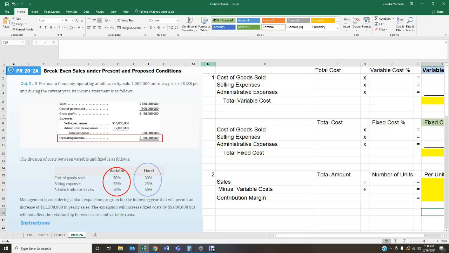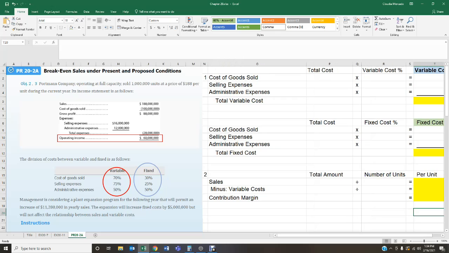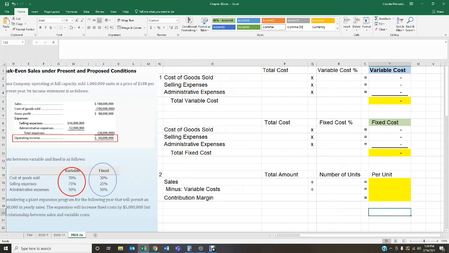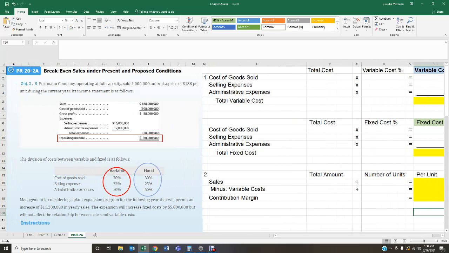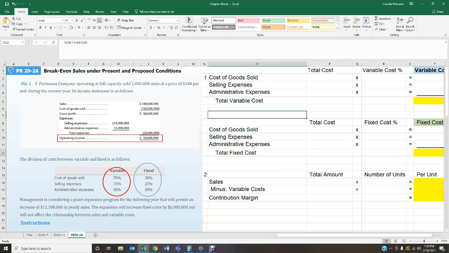Let me go ahead and move that over a little bit. Okay. So I've set it up. I've got my components: my cost of goods sold, my selling expenses, and my admin expenses. These are the costs that we have to split between variable and fixed. Cost of goods sold, selling, and admin expenses, okay? So I've got them both listed here. The top part is going to be calculating your variable cost. The bottom one is going to be calculating your fixed cost.